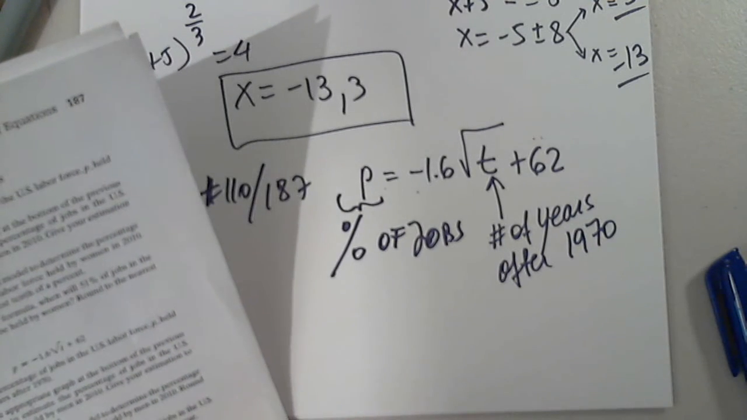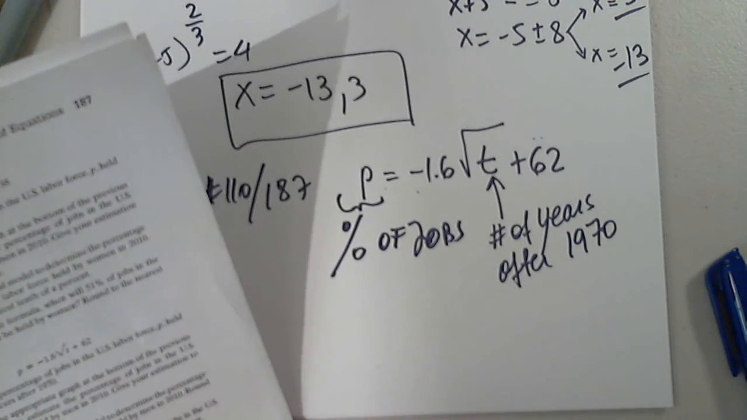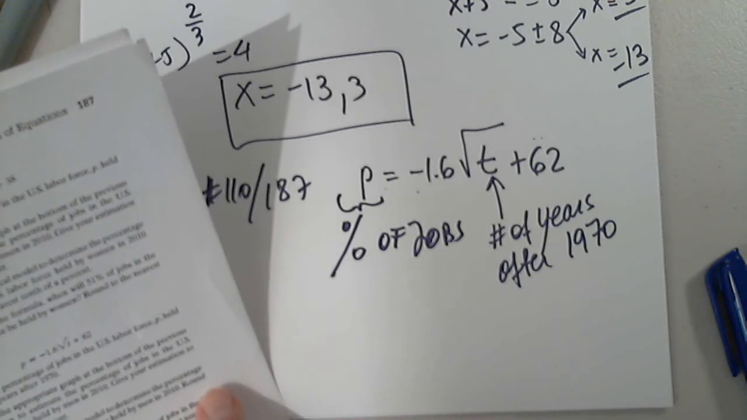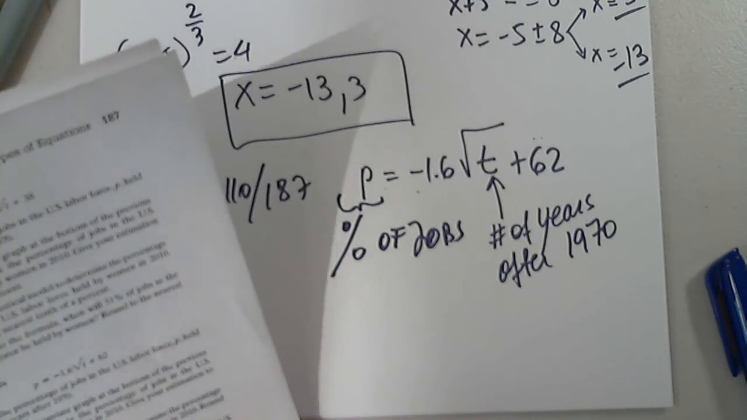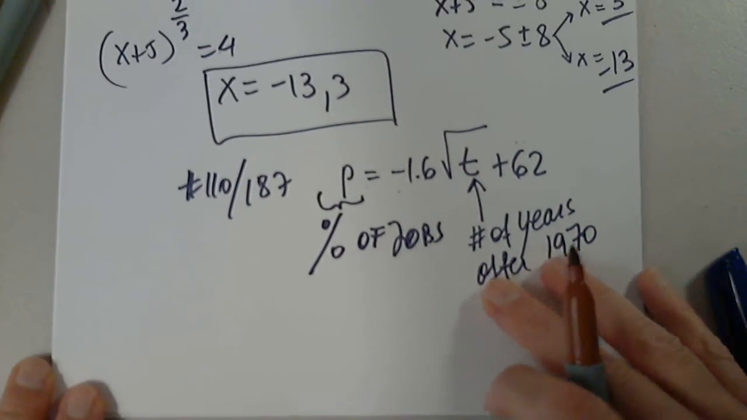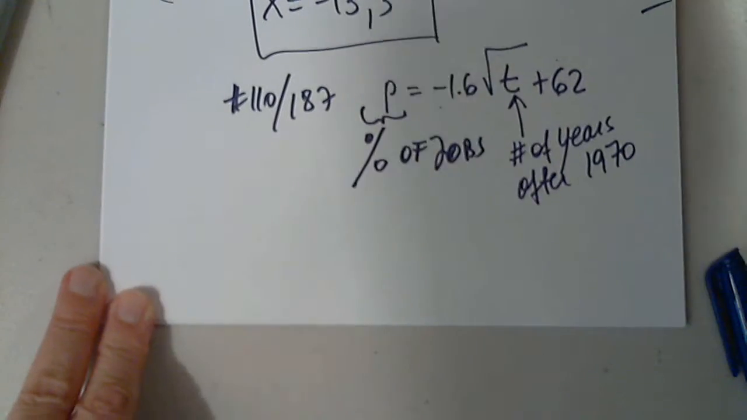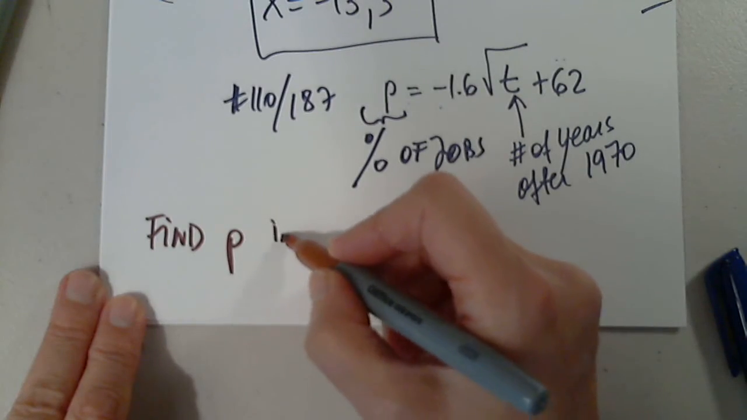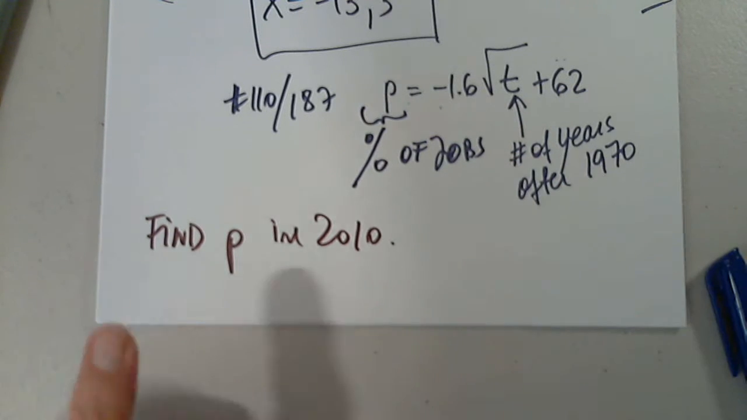Use the mathematical model to determine the percentage of jobs in the U.S. labor force held by men in 2010. Round to the nearest tenth of a percent. So they're asking us to find the percentage, find P in 2010.